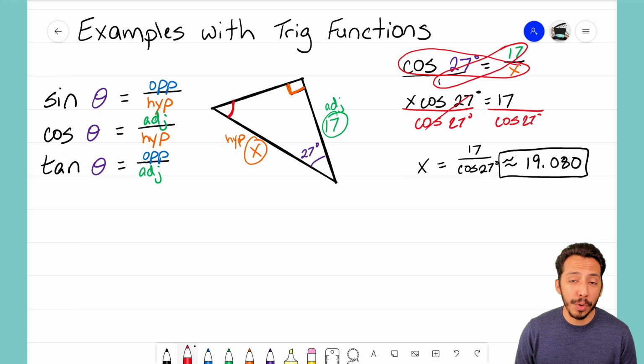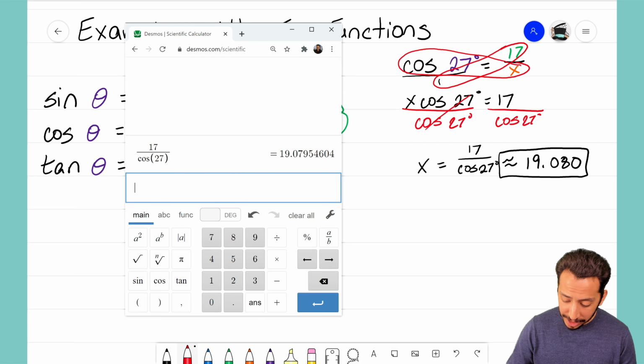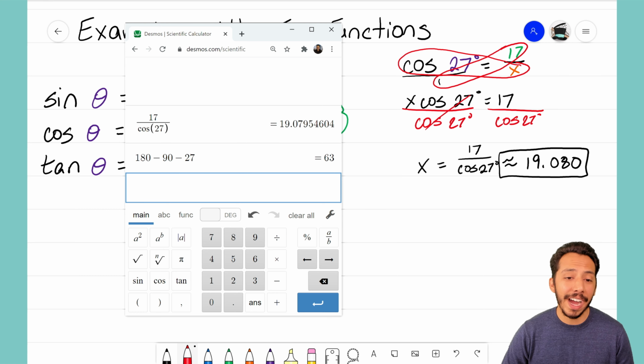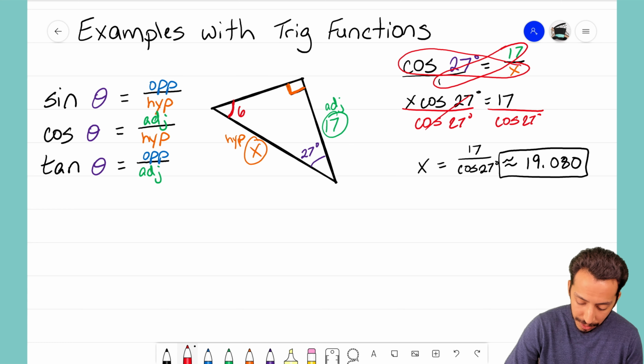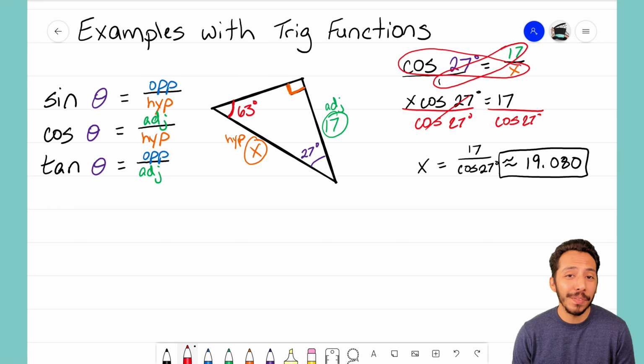And to find that angle, remember that triangles add to 180 degrees. I already have a 90 degree angle. I have a 27 degree angle. So I could just use my calculator and do 180 minus 90 degrees minus 27 degrees to find that that missing angle there is 63 degrees. So if I wanted to, I could actually solve this problem based off of that 63 degree angle.